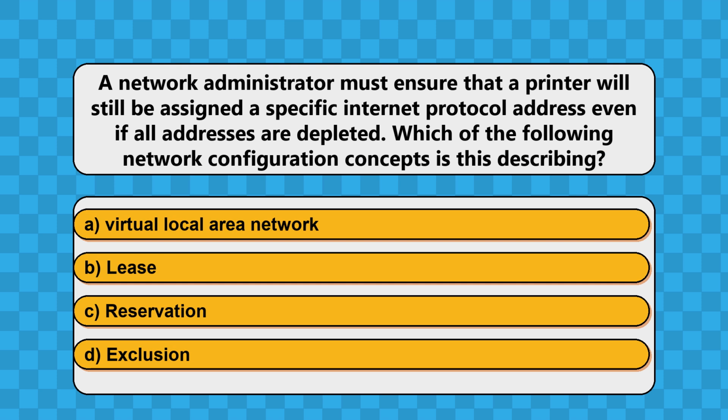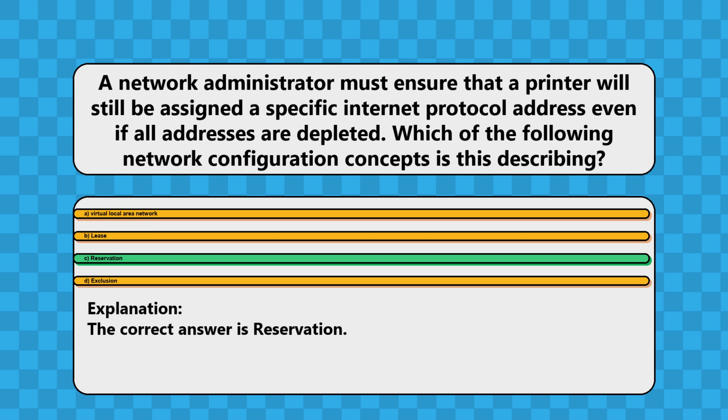Question 15. A network administrator must ensure that a printer will still be assigned a specific Internet Protocol address even if all addresses are depleted. Which of the following network configuration concepts is this describing? Option A, Virtual Local Area Network. Option B, Lease. Option C, Reservation. Option D, Exclusion. The correct answer is option C, reservation.